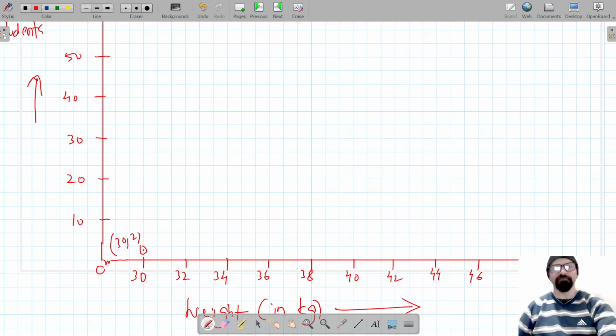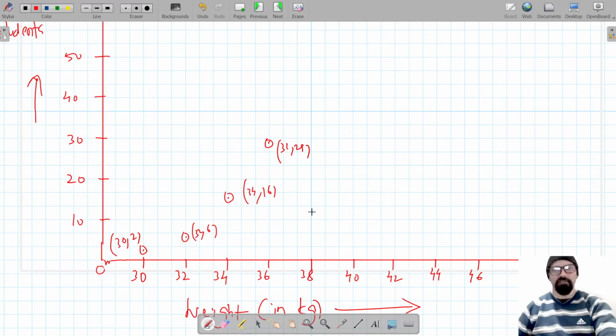So this is 30 comma 2, the first coordinate. And the second one is 32 comma 6. So it will be here, 32 comma 6, and then 34 comma 16, which is 15, and then 16. So 34 comma 16 will be somewhat here. Then 36 comma 29, 36 and 29 will be here.